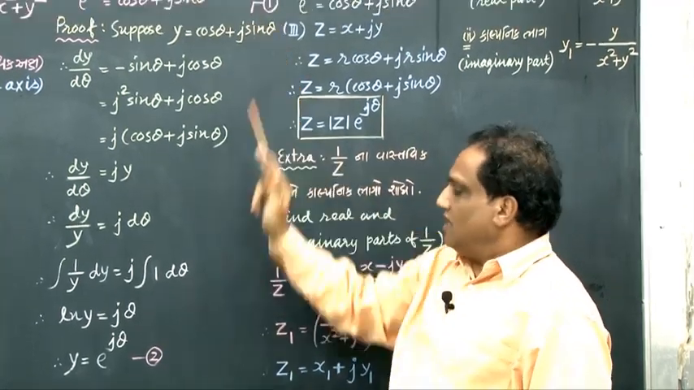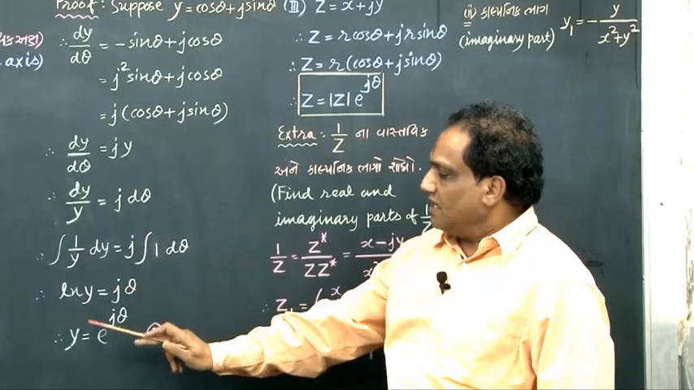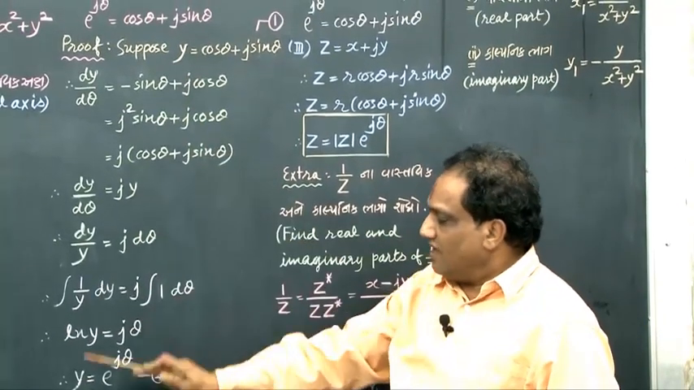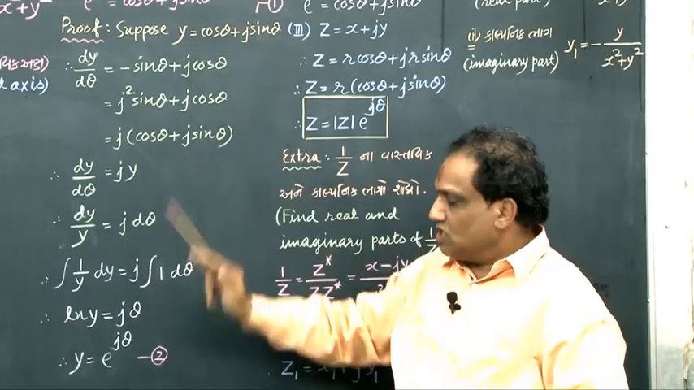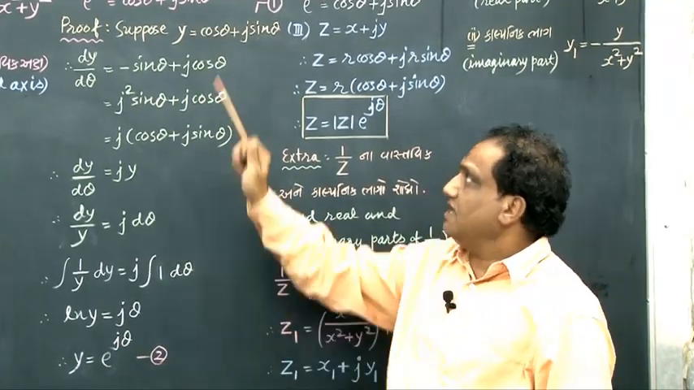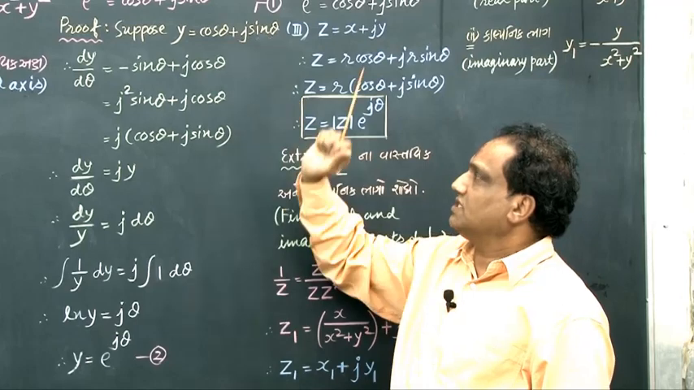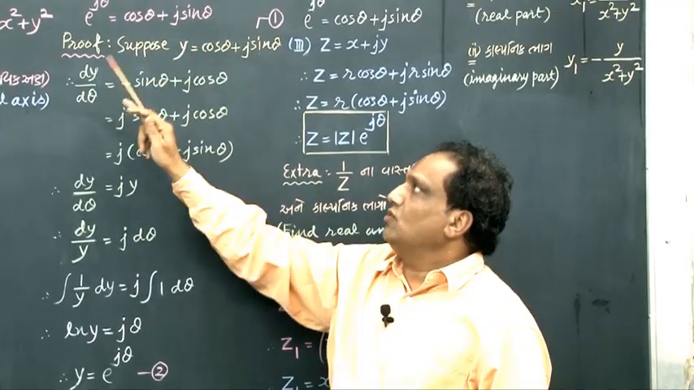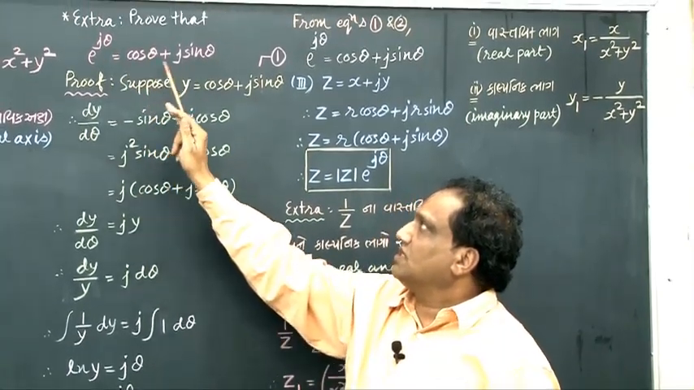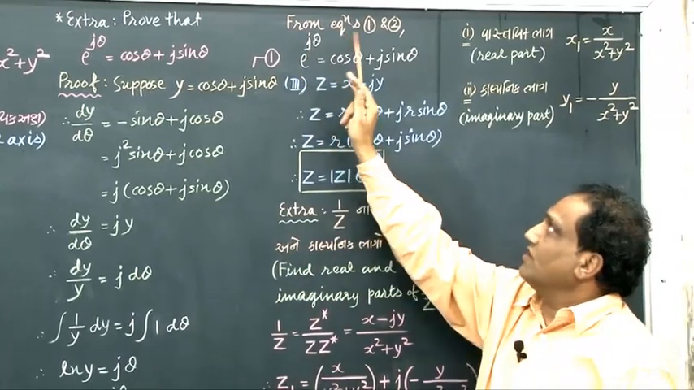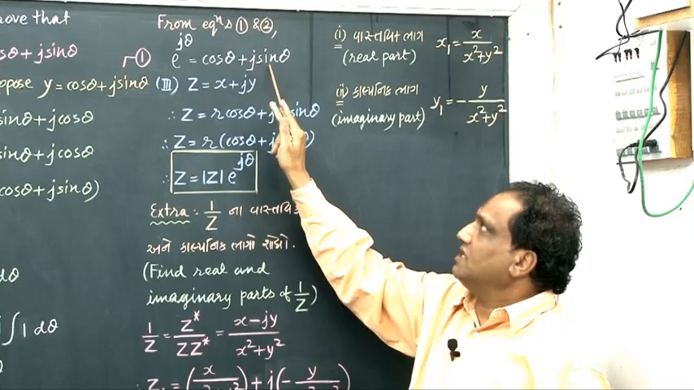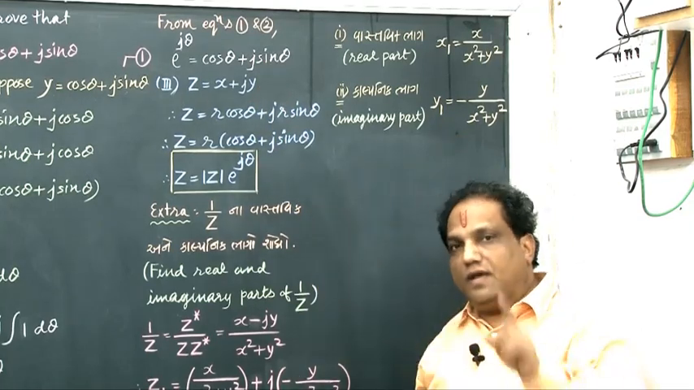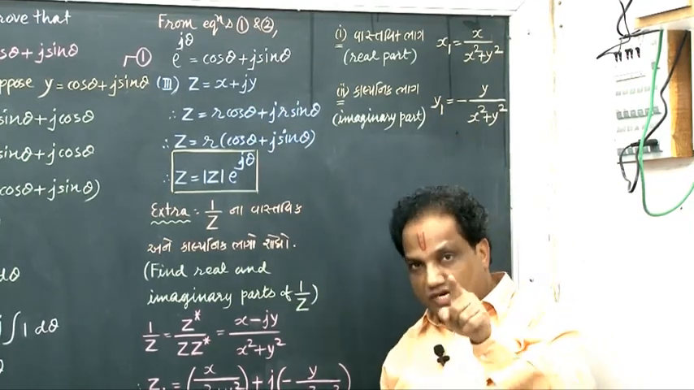From equations 1 and 2, you can see the left hand sides are same. When left hand sides are same, right hand sides will be also same. So e raised to j theta will be equal to cos theta plus j sin theta. That is what we have proved. And now we are going to use this result.